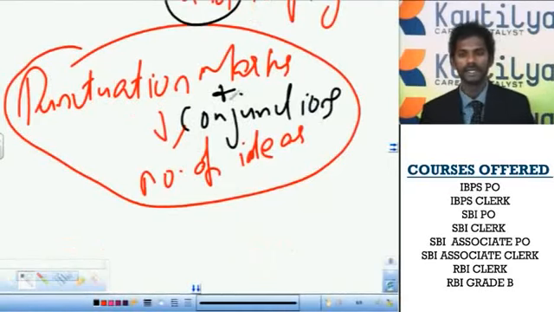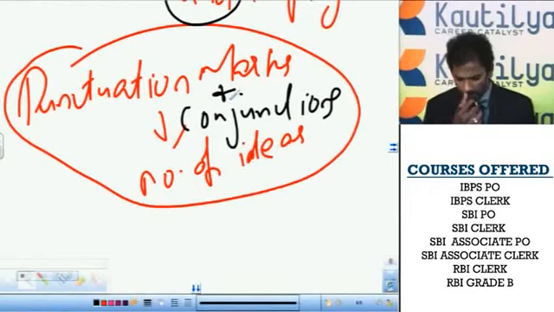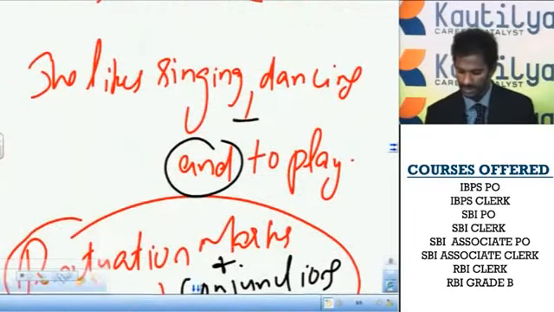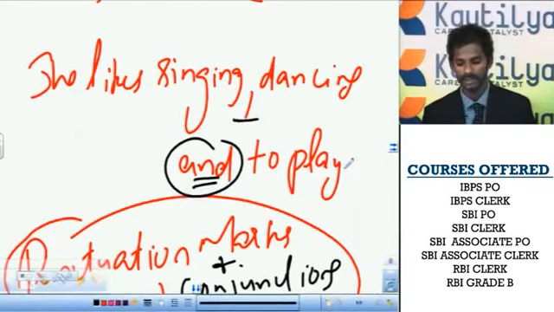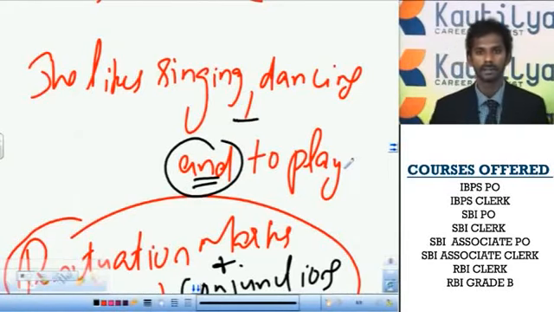We discussed the concept of indicators in detail: contrast, support, cause and effect. They are conjunctions because those words connect 2 ideas. Any word connecting 2 ideas can be termed as a conjunction. So punctuation marks and conjunctions tell us about the number of ideas in a sentence. My sentence was, she likes singing, dancing and to play. There are 3 ideas in this sentence shown by the comma and the conjunction and. Anyways, a sentence should end with a full stop, no doubt in that.